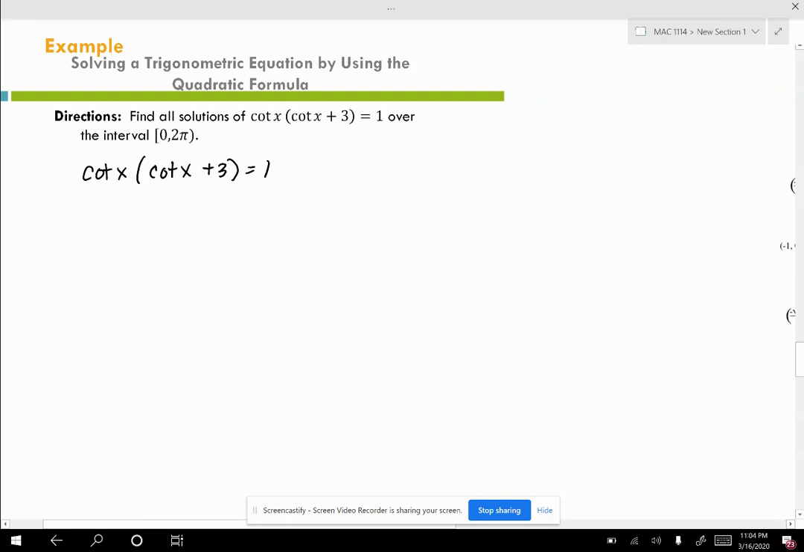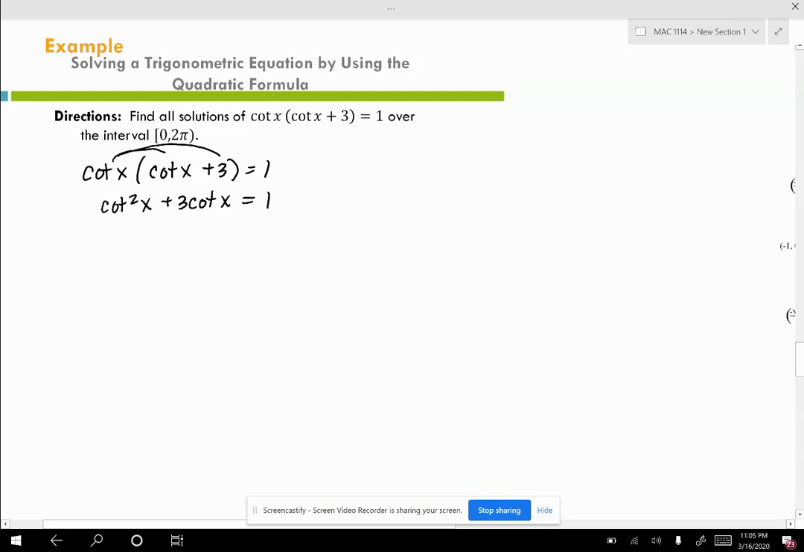Okay, so the first thing I'm going to do is distribute this cotangent x to all of the terms that are inside of the parentheses. So that gives me cotangent x times cotangent x. That's going to be cotangent squared x. And then cotangent times 3 is 3 cotangent x equals 1.